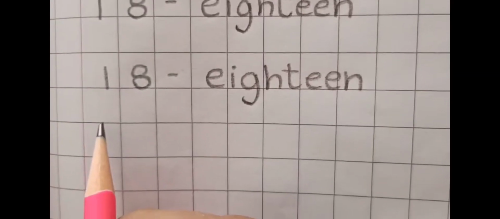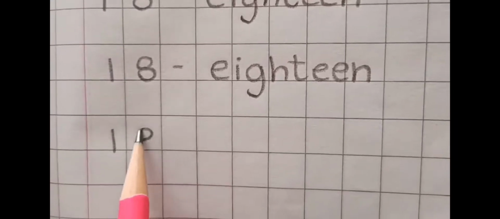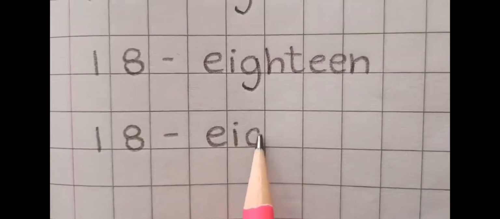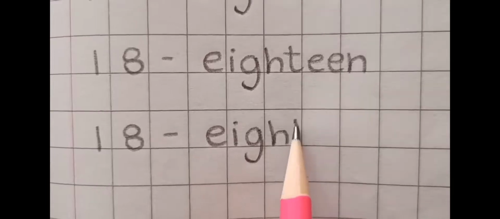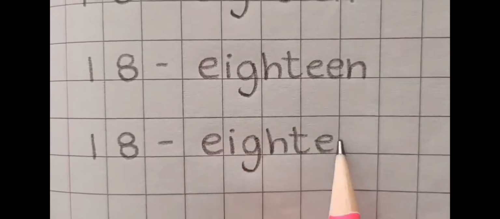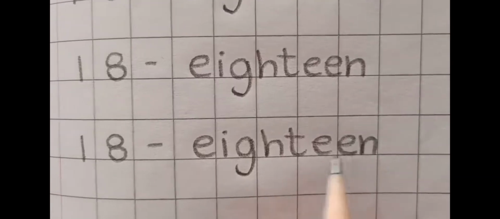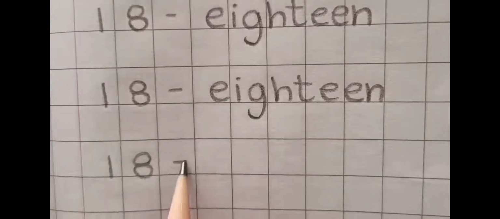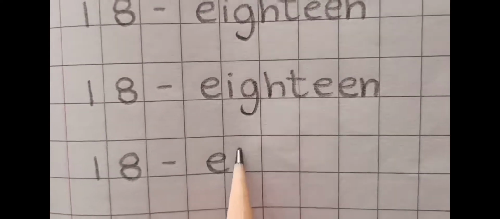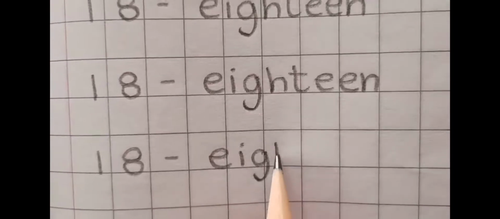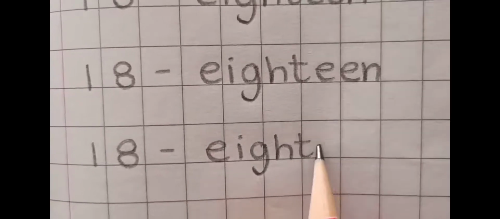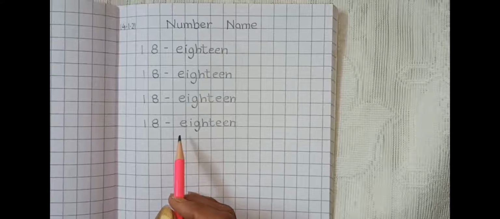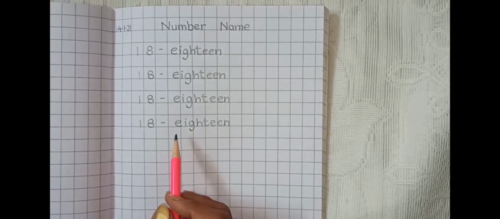18. Again leave 1 box and write 18. Then E, I, G, H, T, E, E, N. 18. Again leave 1 box and write number 18. E, I, G, H, T, E, E, N. 18. Children, you have to complete the full page like this.